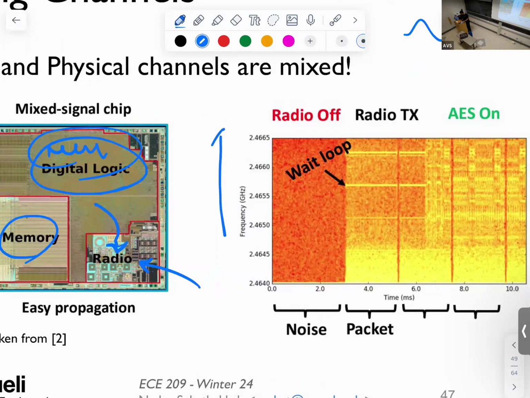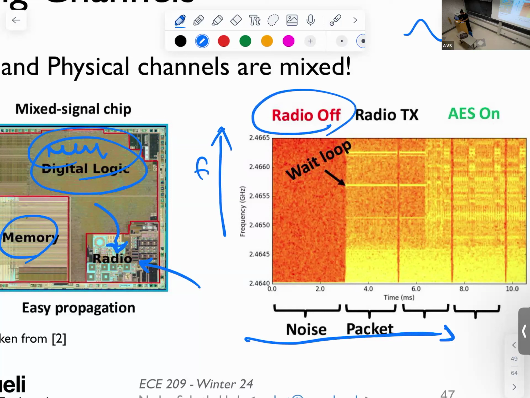So here I'm showing the frequency. This is frequency and this is time, okay? And the colors here are the strength of the signal. So the more yellow, the stronger the signal is. The more red, the weaker the signal is, okay?